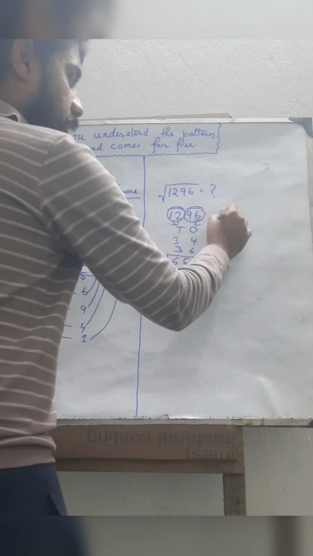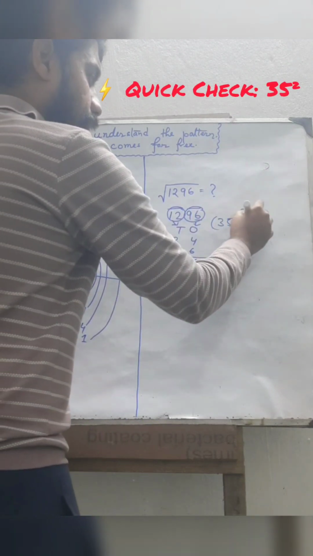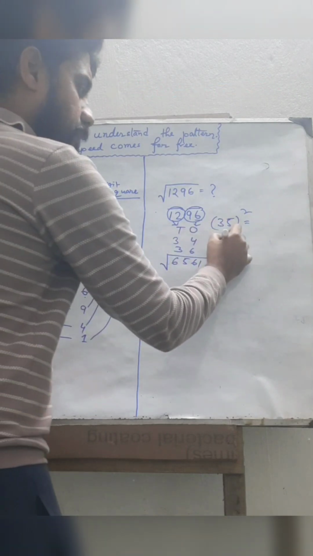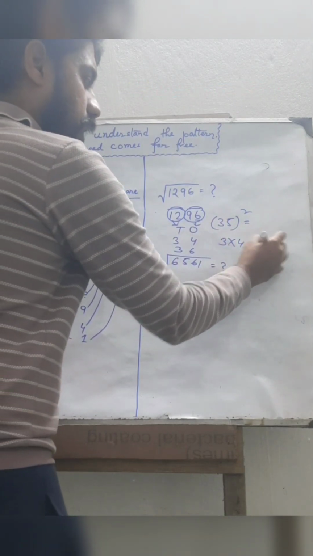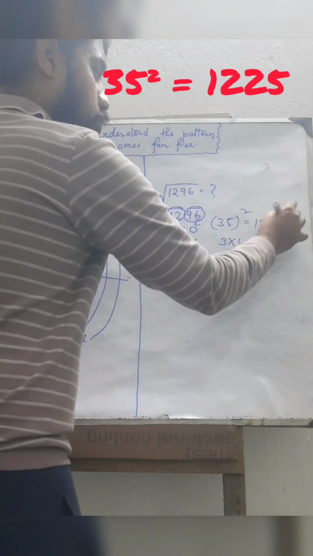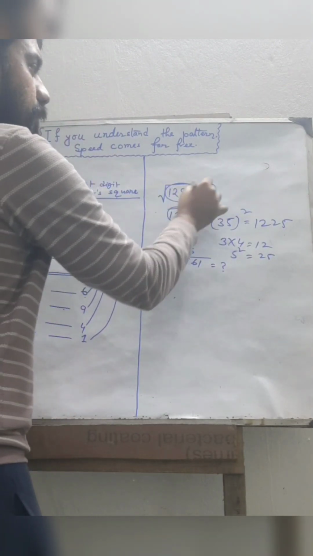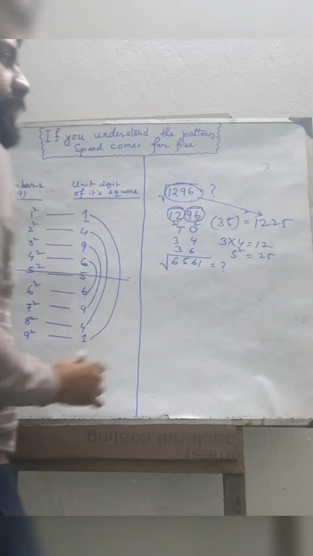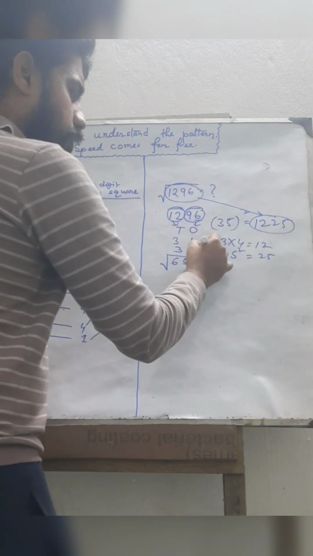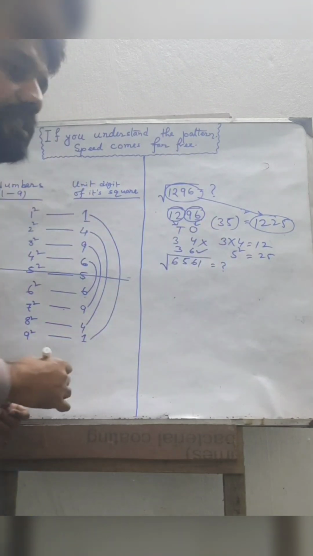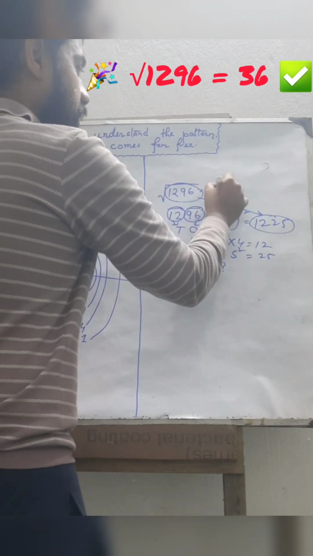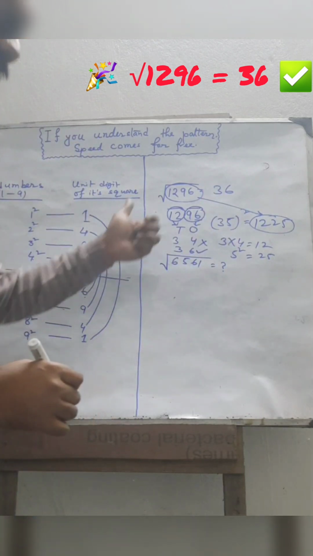So let us find 35 square. How to find 35 square in just 5 seconds I have already explained. The first step is 3 times the next digit, that is 12, and the next step is 5 square, that is 25. So the answer is 1225. Now you have to check whether this number is less than or greater than 1296. This number is smaller than 1296. So the greater one will be the answer and the smaller one is the wrong answer. So the square root of 1296 is 36.